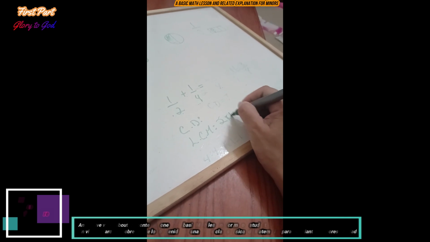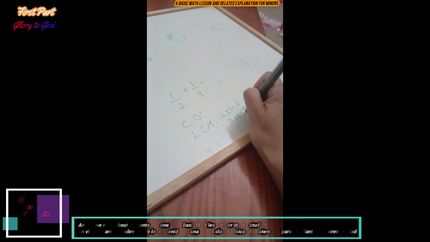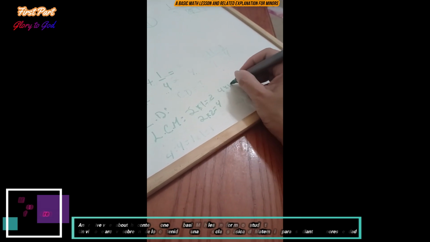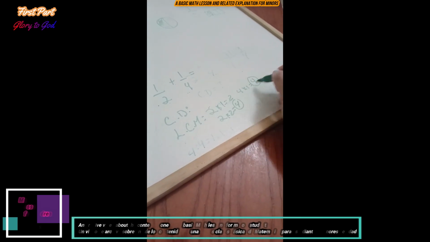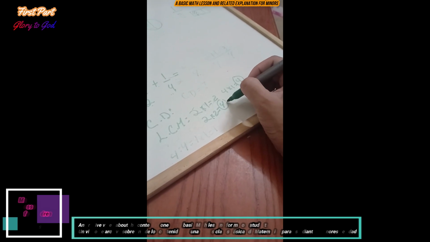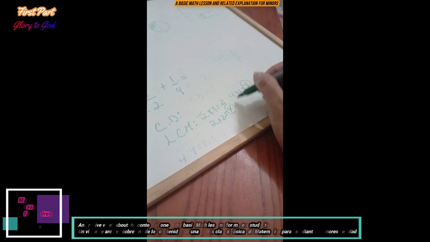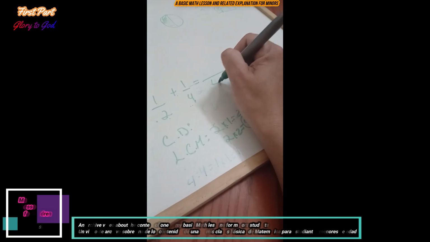2: 1 times 2 equals 2, 2 times 2 equals 4. Now, 1 times 4 equals 4. So we have 4 here and 4 here. This is our least common multiple because it's the minimum multiple that is repeated for both. So we have our new fraction. The common denominator is 4.